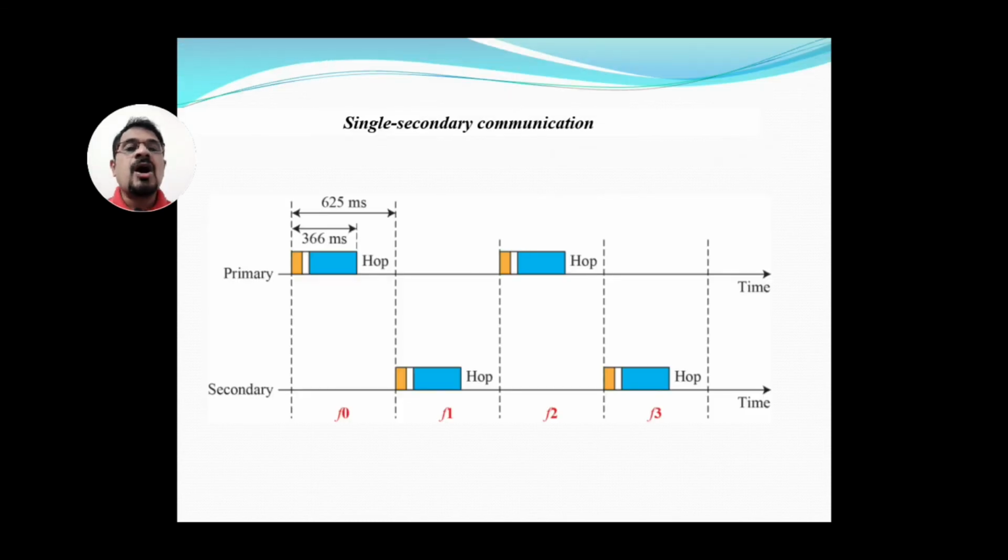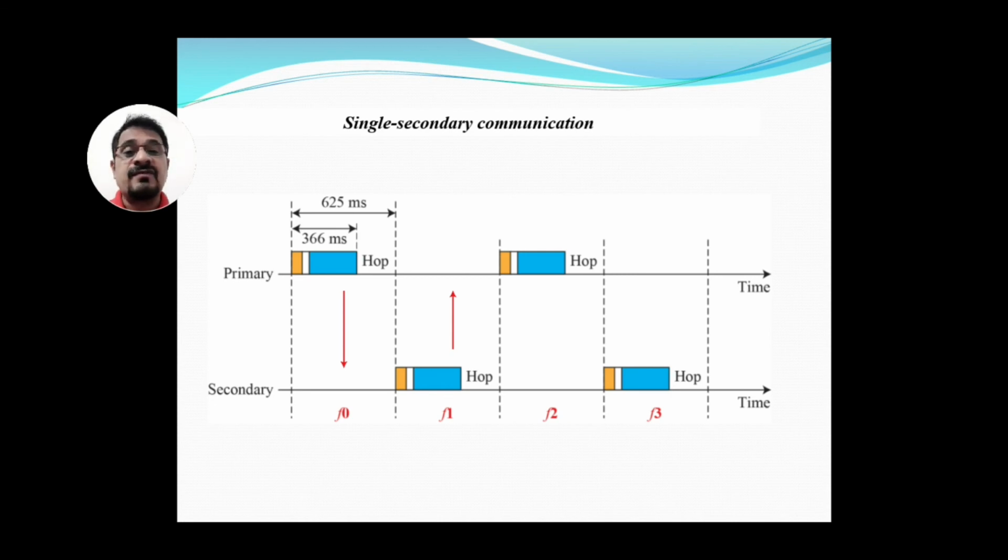Now we can see how a single secondary communication happens between one primary and the secondary. For example, here you can see that one primary is there and one secondary is there. Now the primary is going to hop a frequency F0 to the secondary, and then the secondary will use the next frequency. It is not going to use the same frequency.